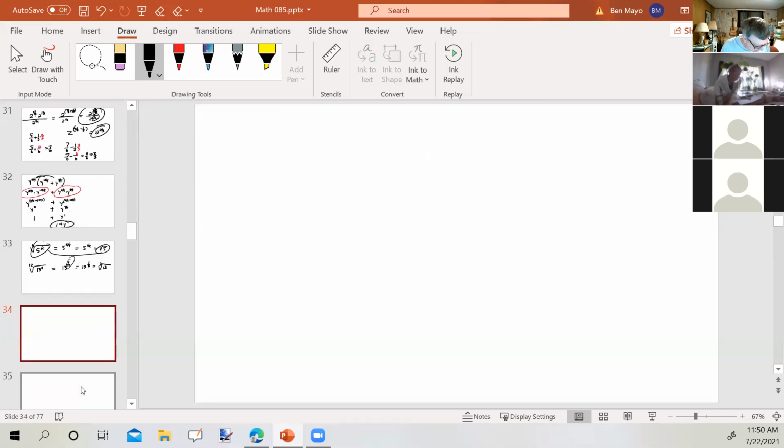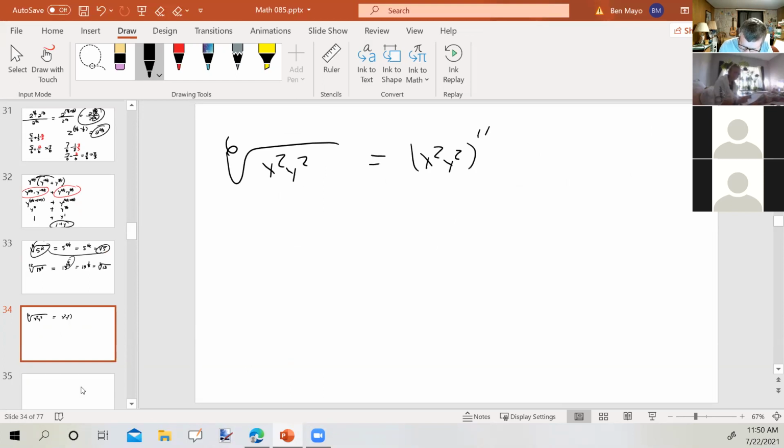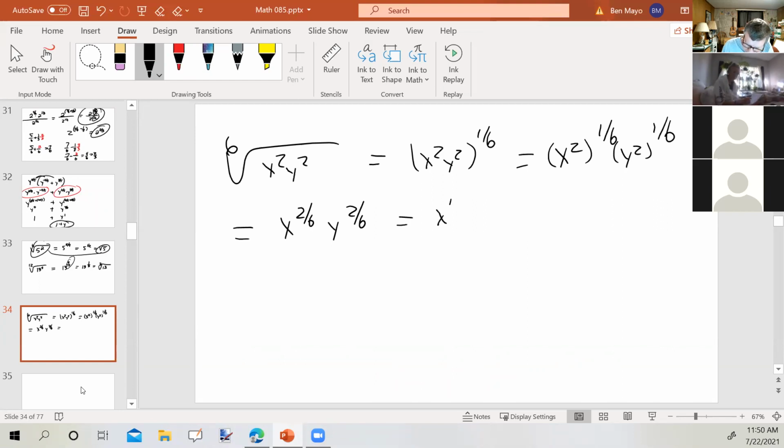Okay. How about this one? The sixth root of x squared y squared. So that would be x squared y squared to the 1/6 power, which would be x squared to the 1/6 power times y squared to the 1/6 power, which would be x to the 2/6, y to the 2/6, or x to the 1/3, y to the 1/3, or the cube root of xy.